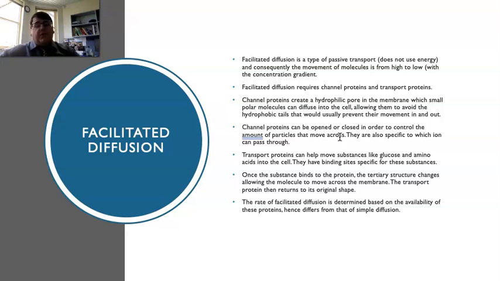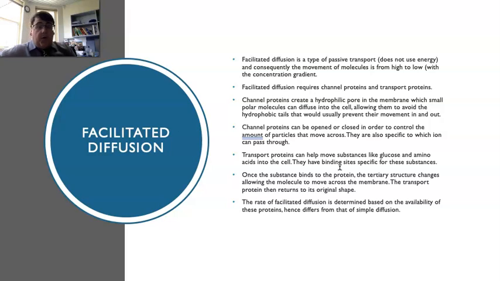So for example, you might have a sodium channel or a potassium channel that's only going to let sodium or potassium come through. We also see them help move substances like glucose and amino acids because they're too big to come into the cell through diffusion or osmosis. Again, these will have specific binding sites that will trigger their entrance into the cell.